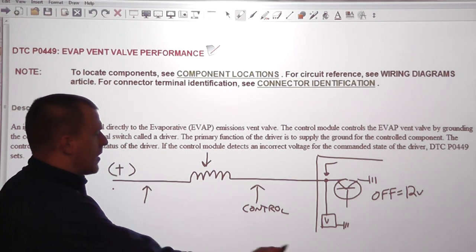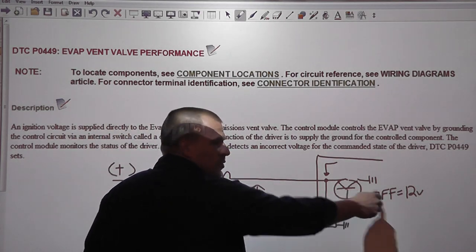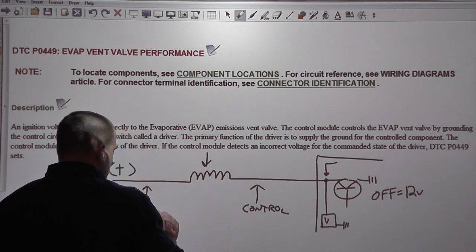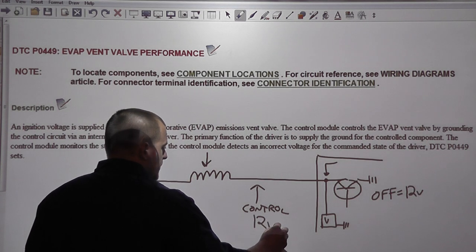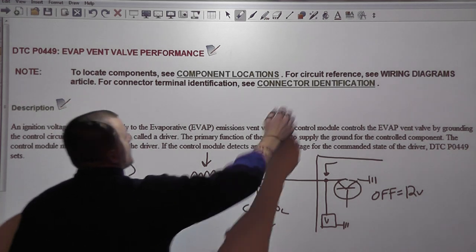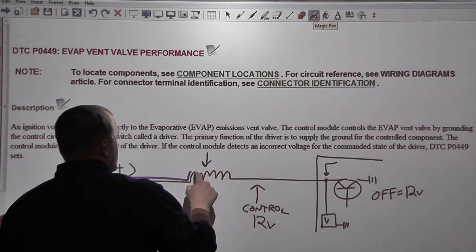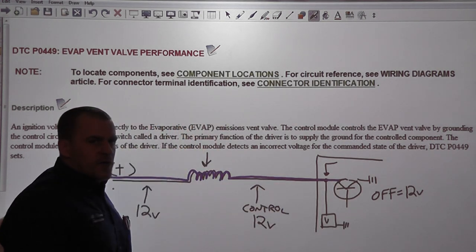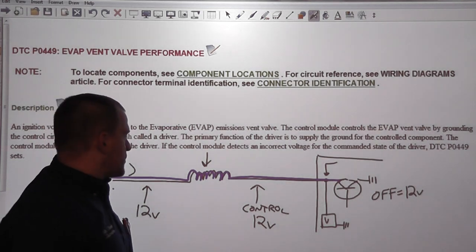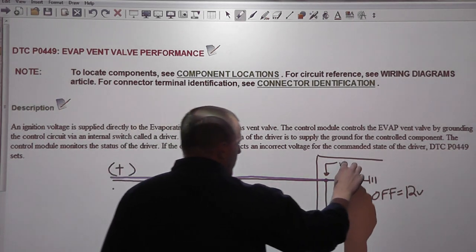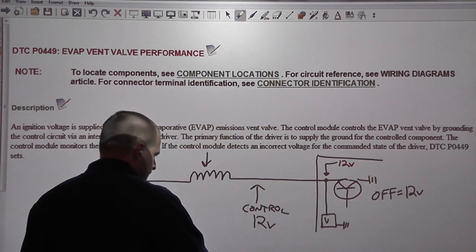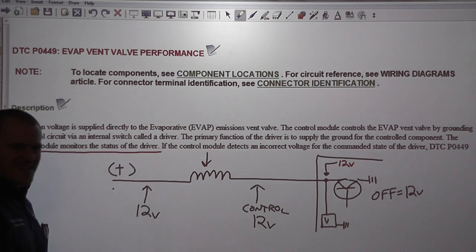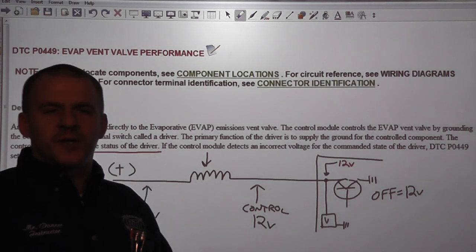So what should be occurring with this driver off, so no continuity to ground, there should be 12 volts on the feed wire, and there should be 12 volts on the control wire, because power for this circuit is going to come through, wrap through the winding, and come to the driver and look for a ground. There is no ground yet, so there is no voltage drop, and the computer wants to see right here 12 volts. So that's what this is talking about when it says the module monitors the status of the driver. That's where this trouble code is coming from.